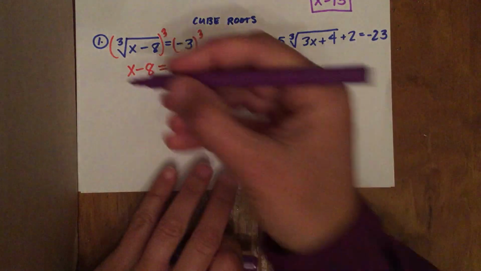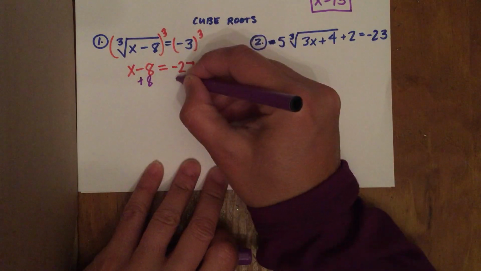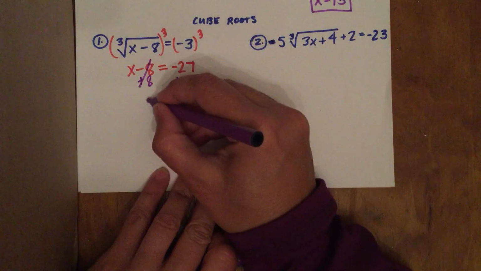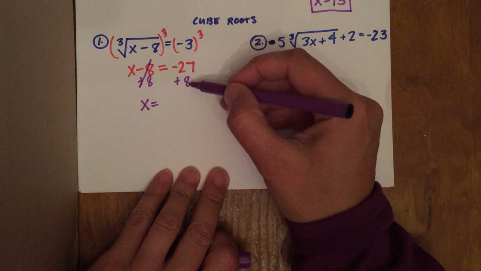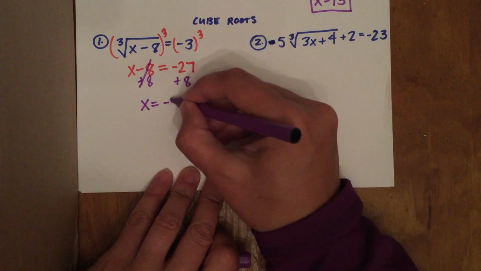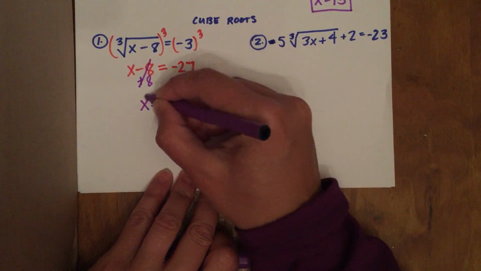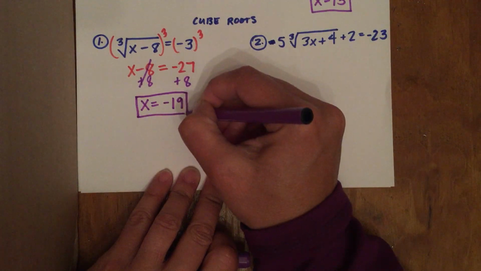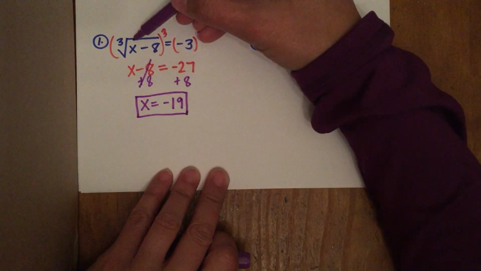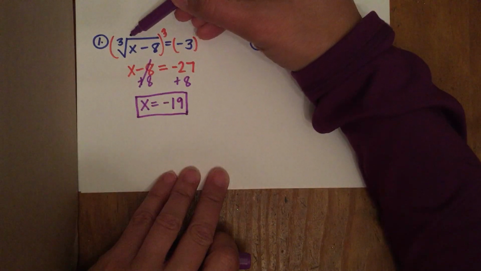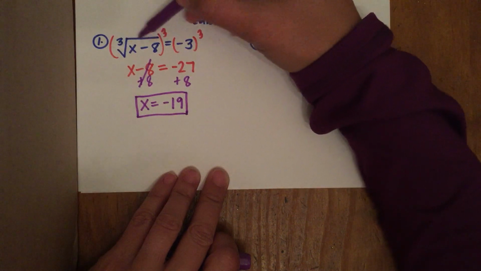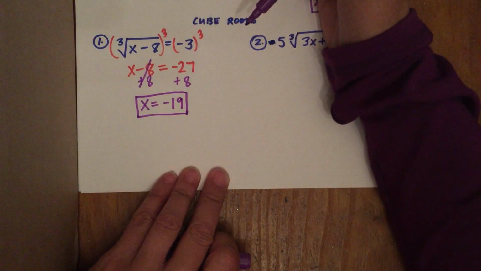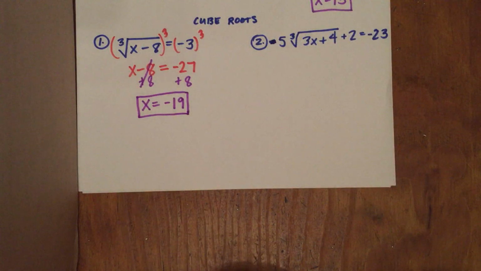So now I'm just solving for x. So I'm going to add 8 to both sides. So x equals negative 27 plus 8, and that gives us negative 19. So that is your final answer. If I were to plug negative 19 in for x and substitute, I would get negative 19 minus 8, which would give me negative 27. And the cube root of negative 27 is indeed negative 3. That's how you can check your answer.